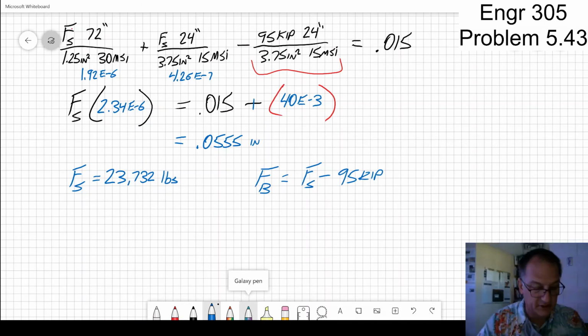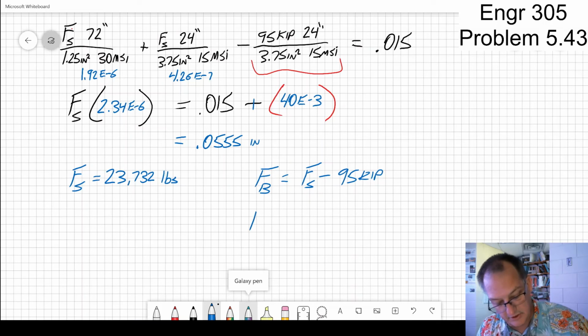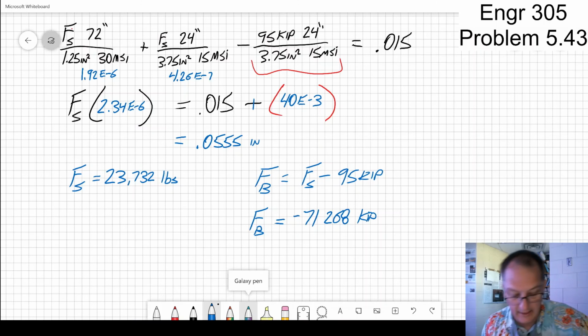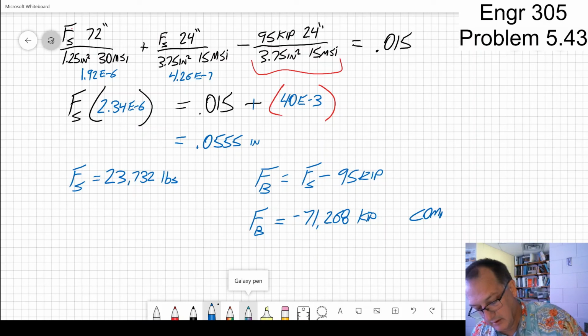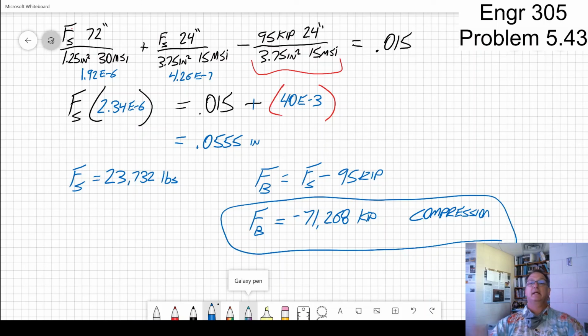Now, the reason I want to do that is because I've been following sign convention. Force of steel is 23,732 minus 95,000 is equal to, well, a negative, right? 71,268 kips. Negative, that means it's in compression. I spent a lot of time and fumbled a little bit because I was sorting out signs, but boom, it gave me the sign, and so the system works.